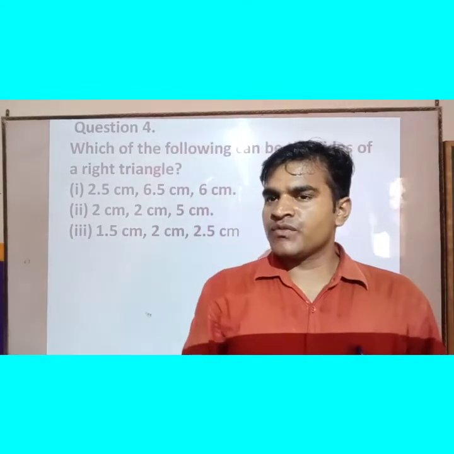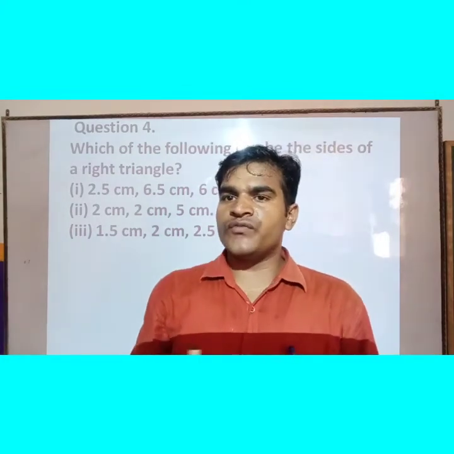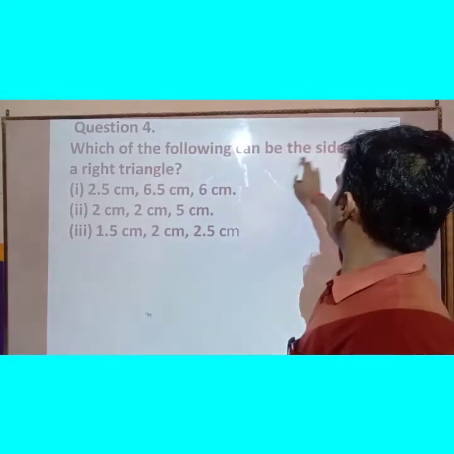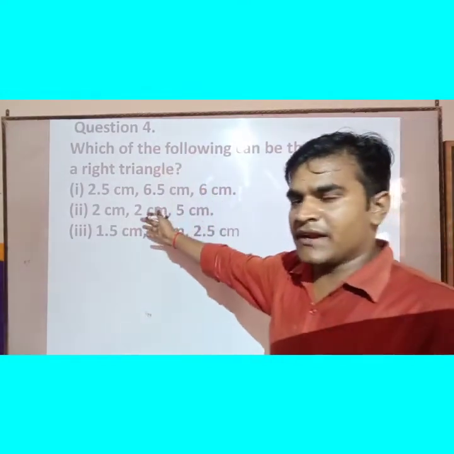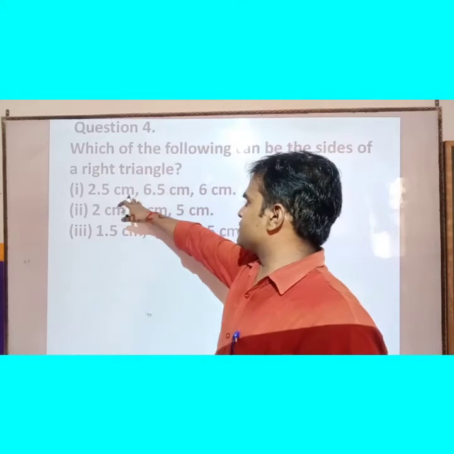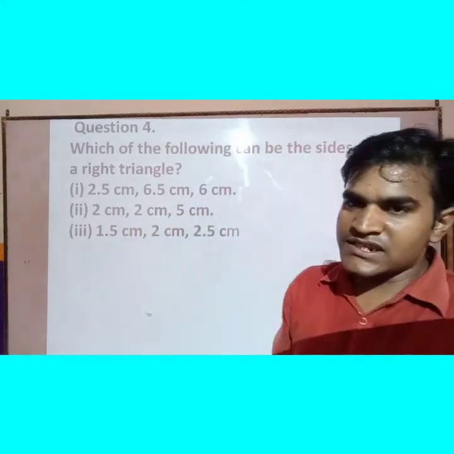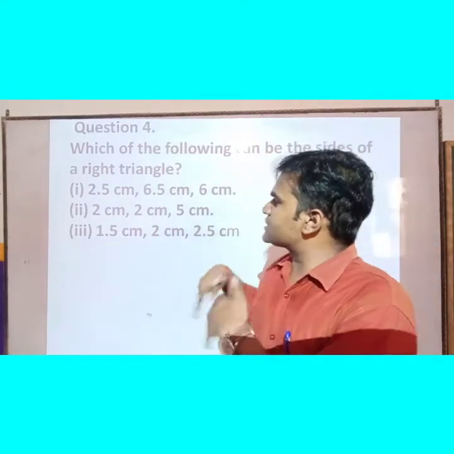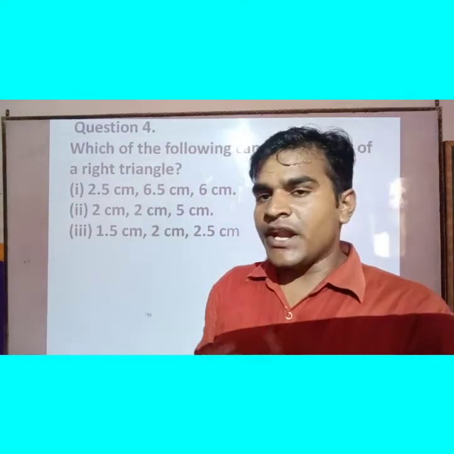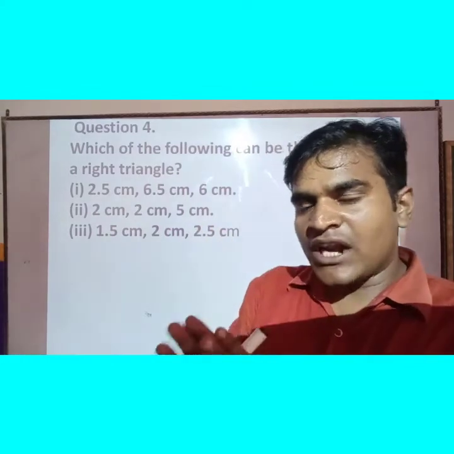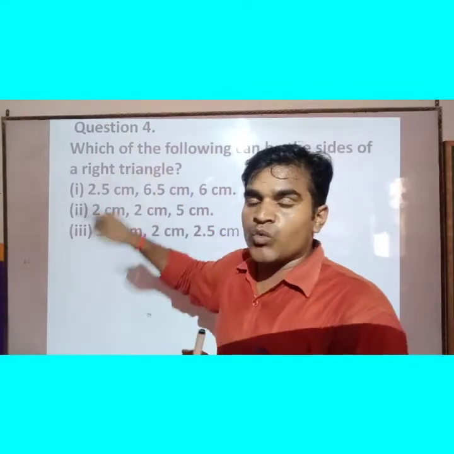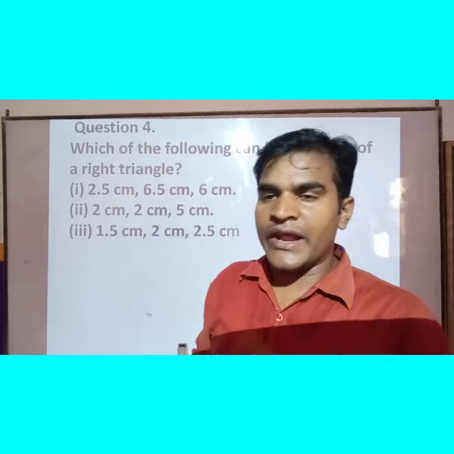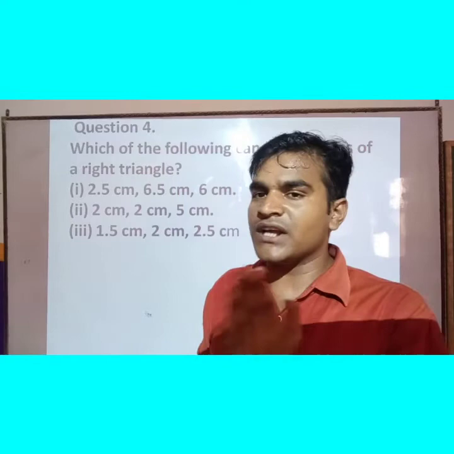In the next question, it is given: which of the following is a right angle triangle? Which of the following can be the sides of a right angle triangle? Children, here given are 2.5 centimeter, 6.5 centimeter and 6 centimeter. How will we decide? If the square of the longest side is equal to the sum of the squares of the other two sides, then that triangle will be a right angle triangle by Pythagoras theorem.